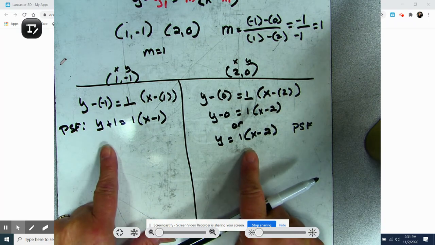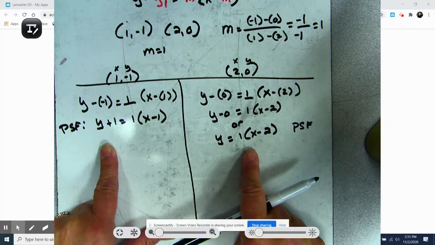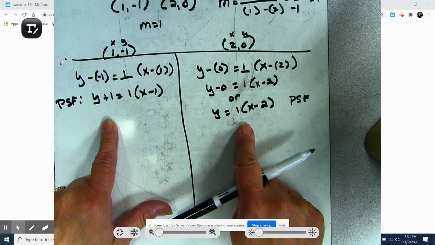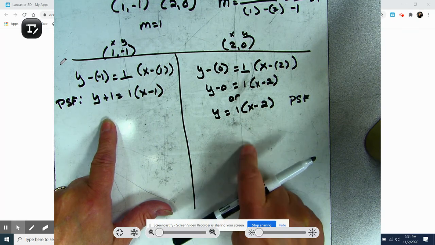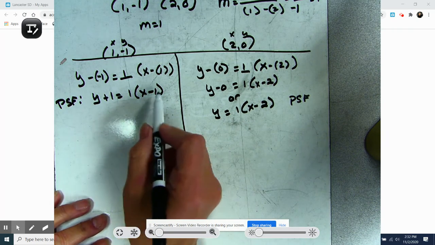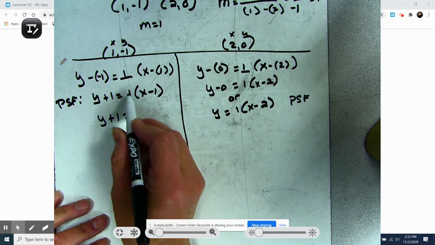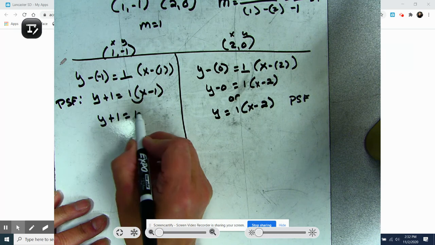These two aren't the same. Mrs. A, you said it didn't matter. Okay, well, we're not done yet. It does matter at the point slope form, but it does not matter when you get to slope intercept, which is where we're going. So let's finish this problem. Y plus 1 equals 1 times x is 1x.